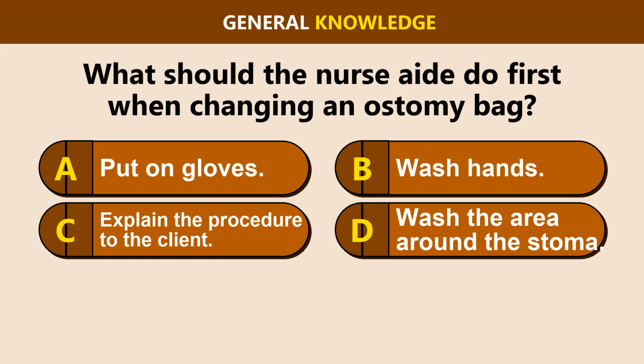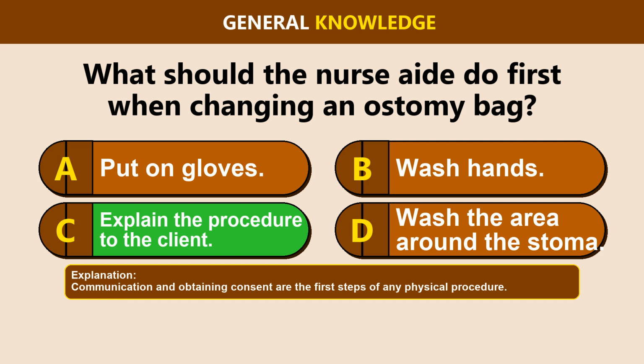Option D, wash the area around the stoma. The correct answer is option C, explain the procedure to the client. Communication and obtaining consent are the first steps of any physical procedure.